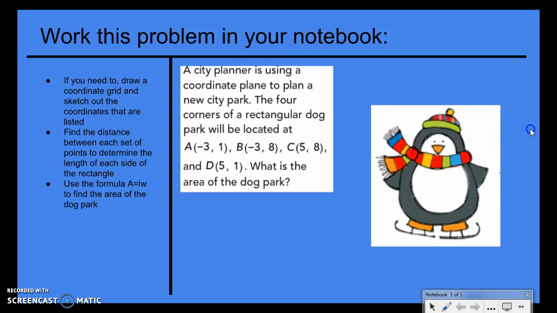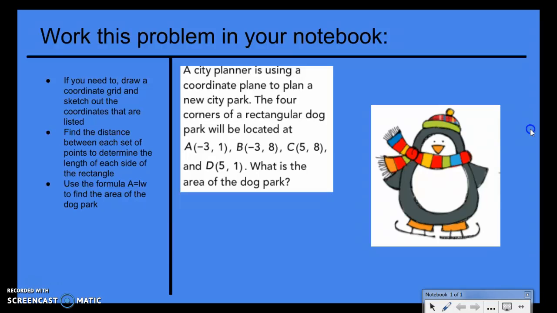Alright, so you're copying down: a city planner is using a coordinate plane to plan a new city park. The four corners of a rectangular dog park will be located at (-3, 1), (-3, 8), (5, 8), and (5, 1). What is the area of the dog park? Now look over here on the side. In case you forget the formula for area, here's what it is. Okay, on the third bullet point. If you need to draw a coordinate grid and sketch out the coordinates that are listed, you can do that.